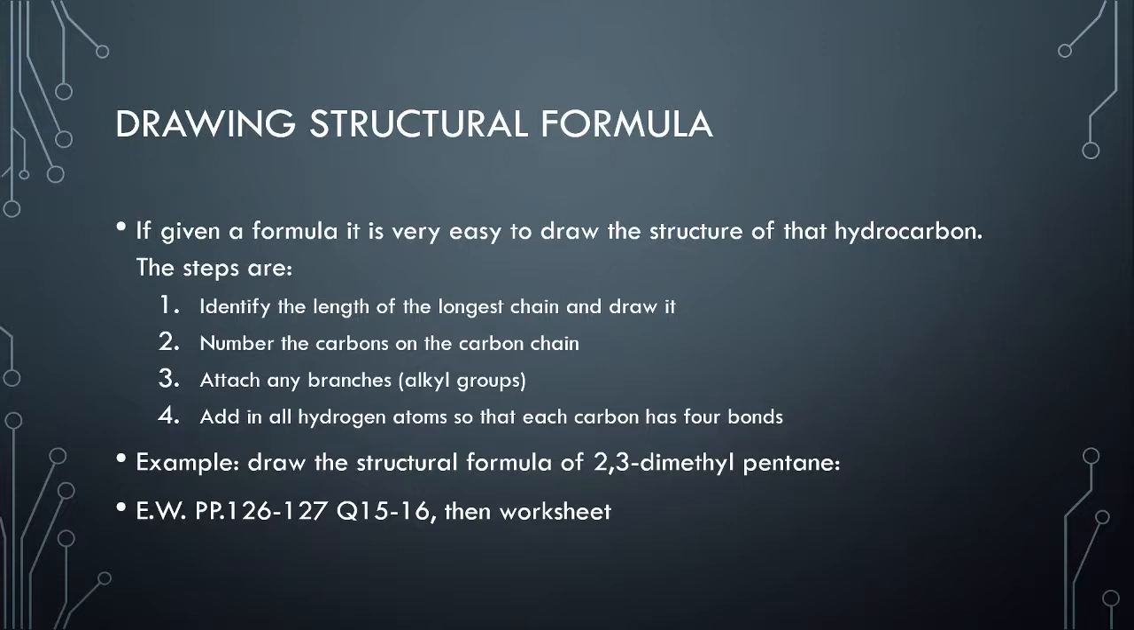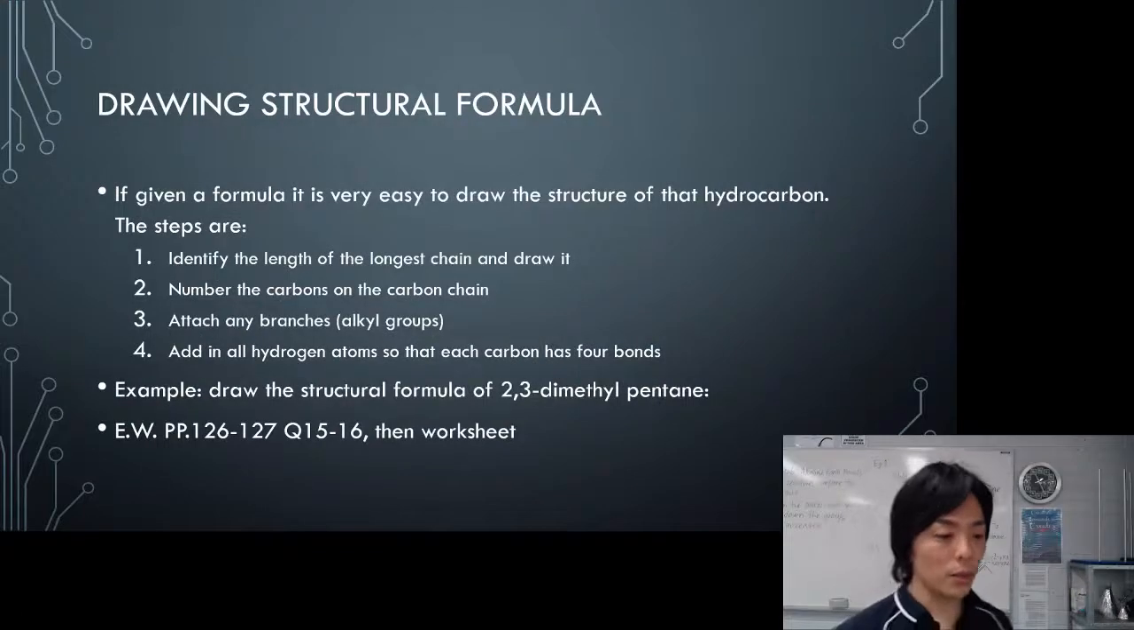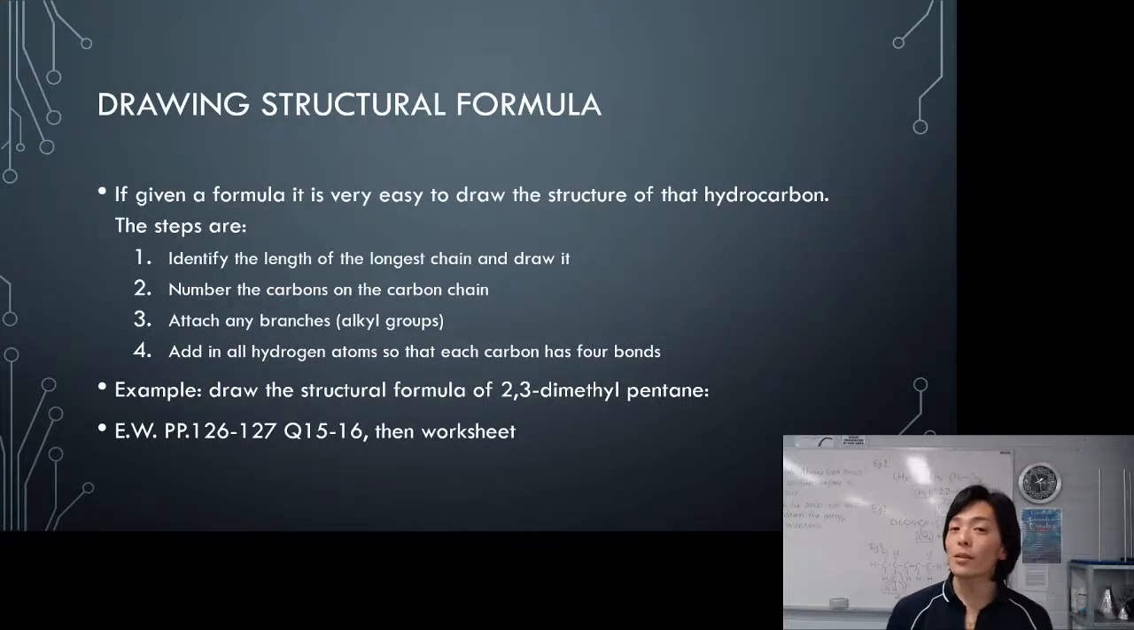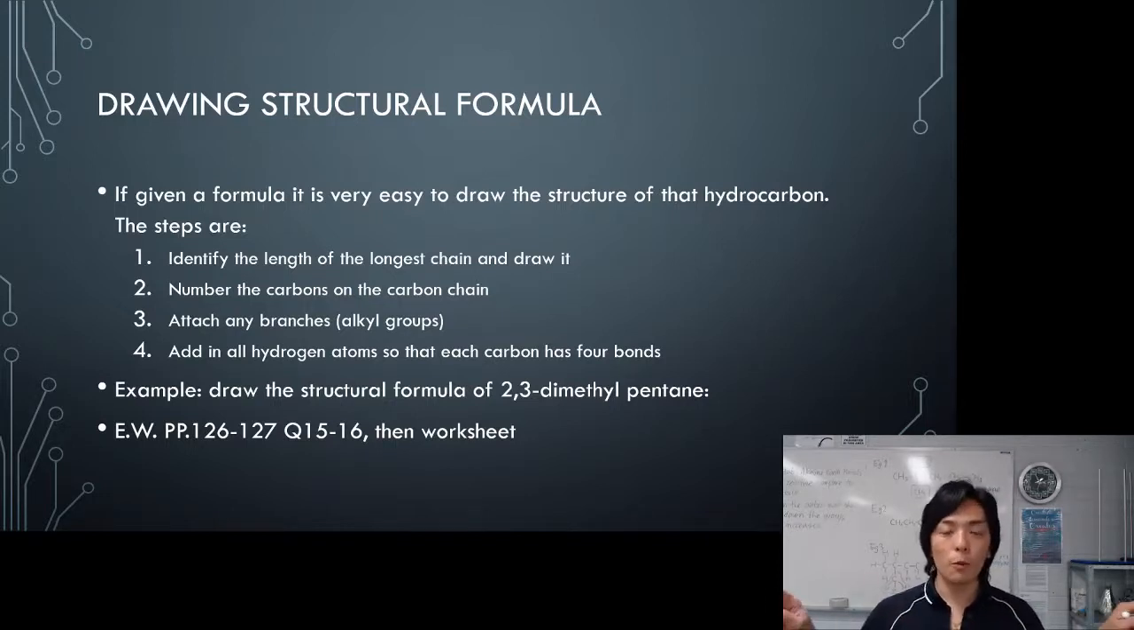What you have to do are all these steps. Step 1. Identify the length of the longest carbon chain and draw it first. So if it says pentane, you have to draw 5 carbons next to each other. And it says ane, so you don't have to worry about adding a double bond or triple bond. All of them will be just connected with single bonds.